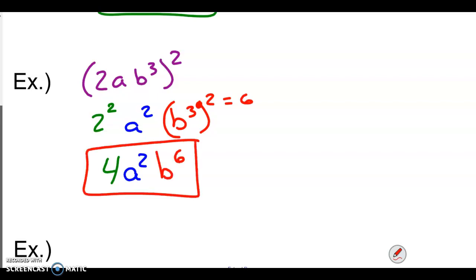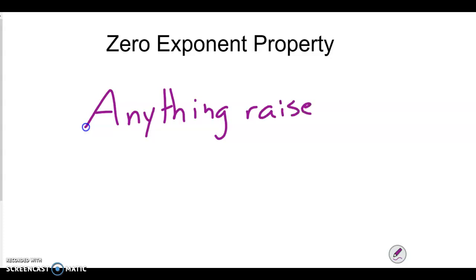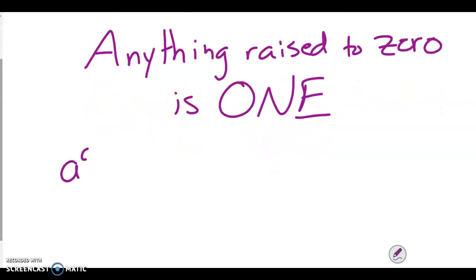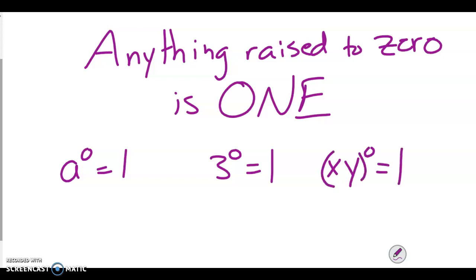Then the last rule is one we should probably all know or be familiar with, the zero exponent property. Anything raised to 0 is 1. It's not 0, okay? A to the 0 is 1. 3 to the 0 is 1. x, y to the 0 is 1.